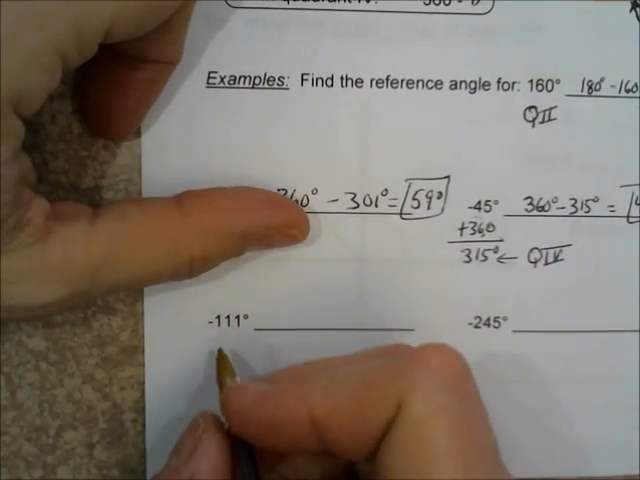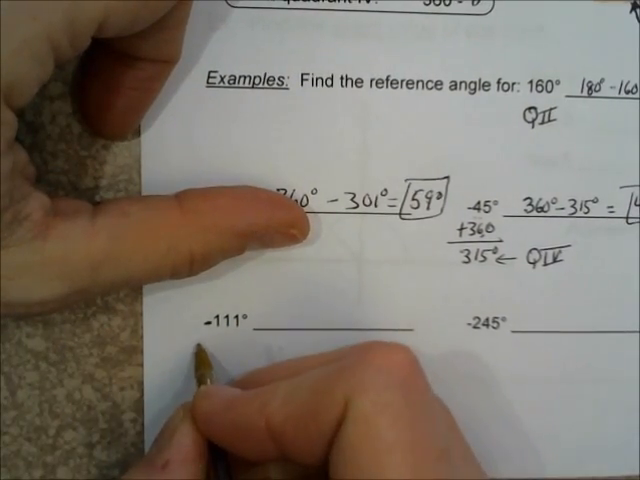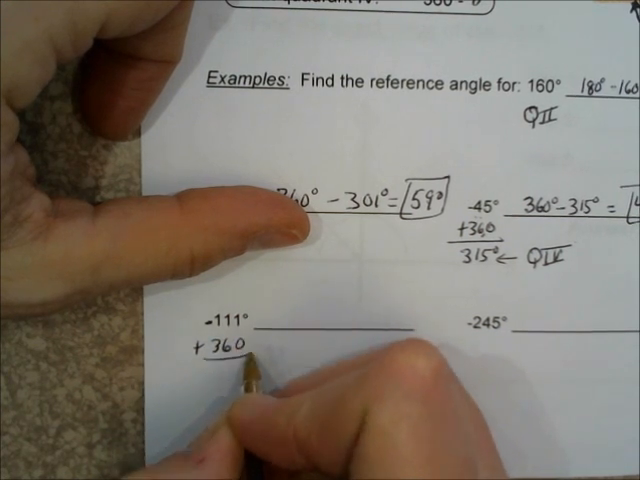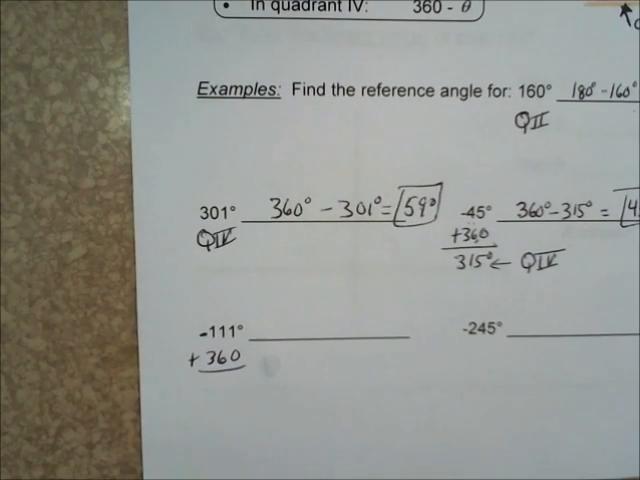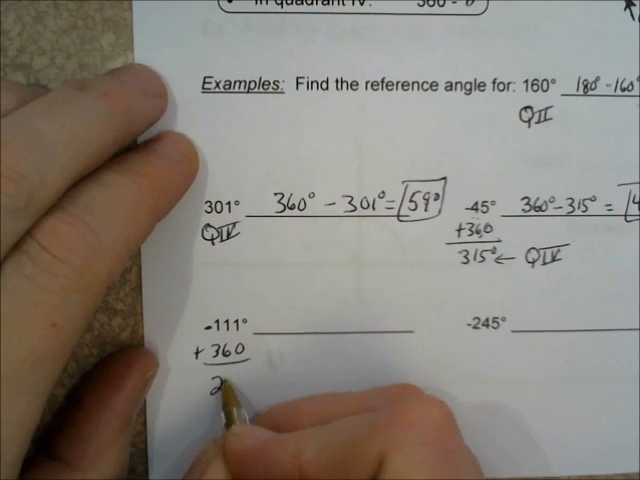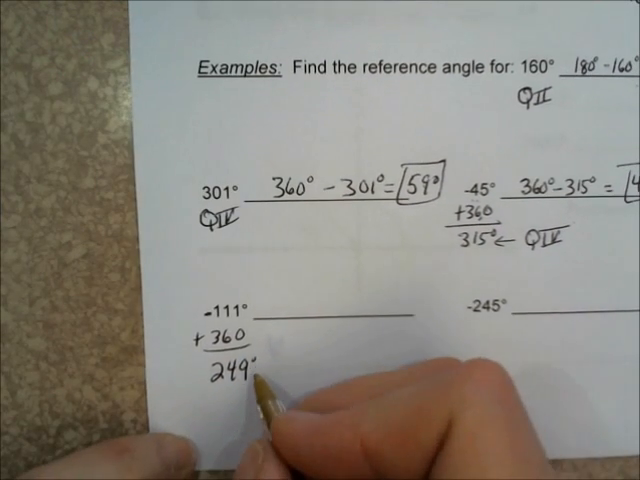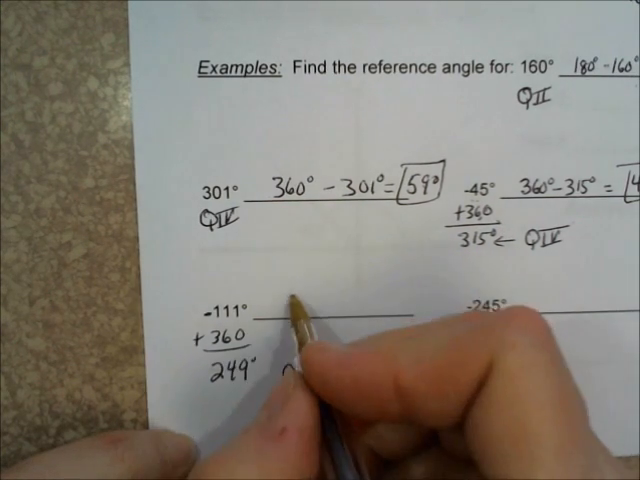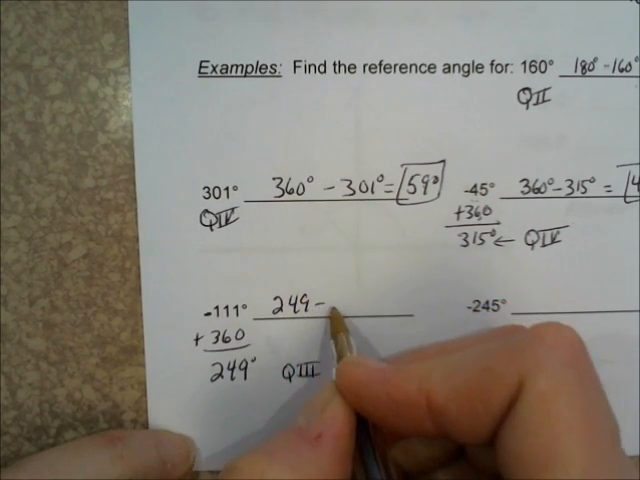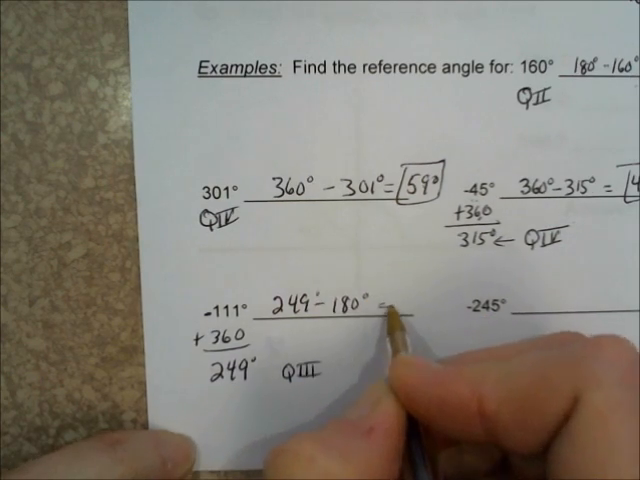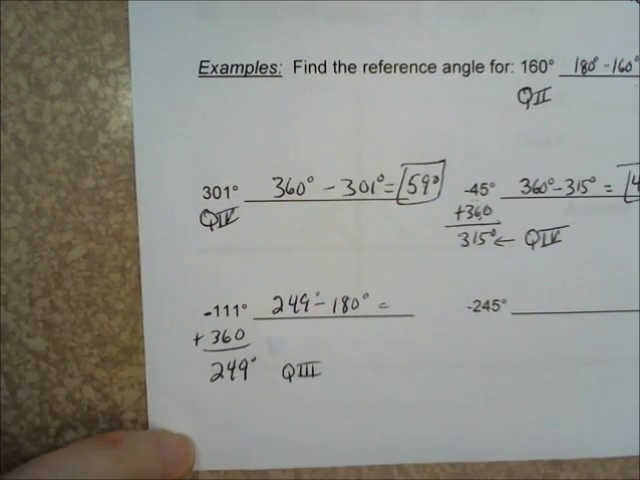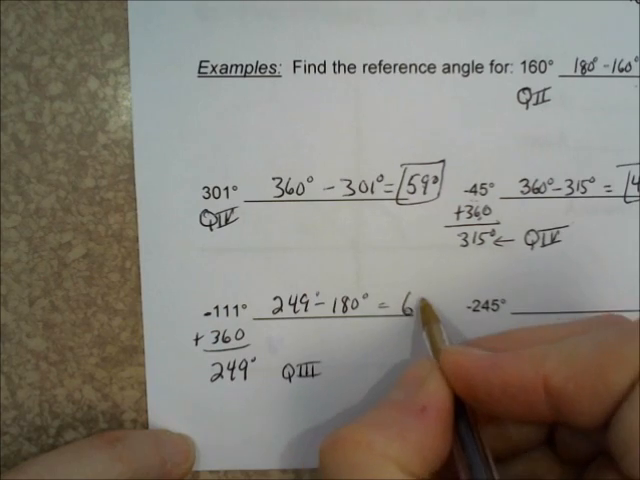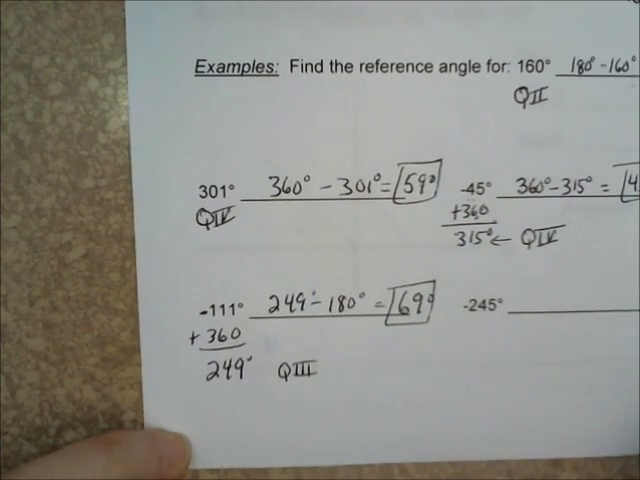The next one, negative 111. Well, I don't want a negative angle. I need to add 360 to it to get a coterminal angle, and I want to use my calculator so I don't make a mistake. When you add those together, you're going to get 249 degrees. 249 degrees is in quadrant 3. So in quadrant 3, we do 249 minus 180, and out will pop a 69-degree reference angle.